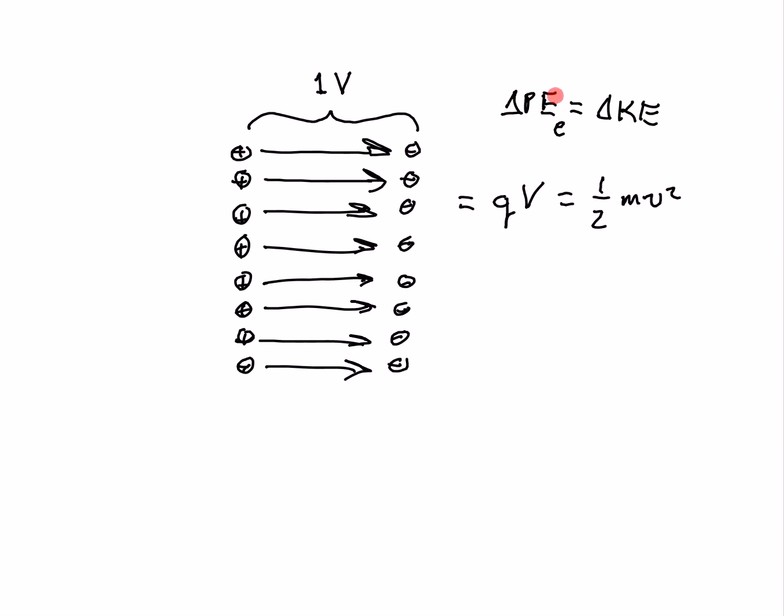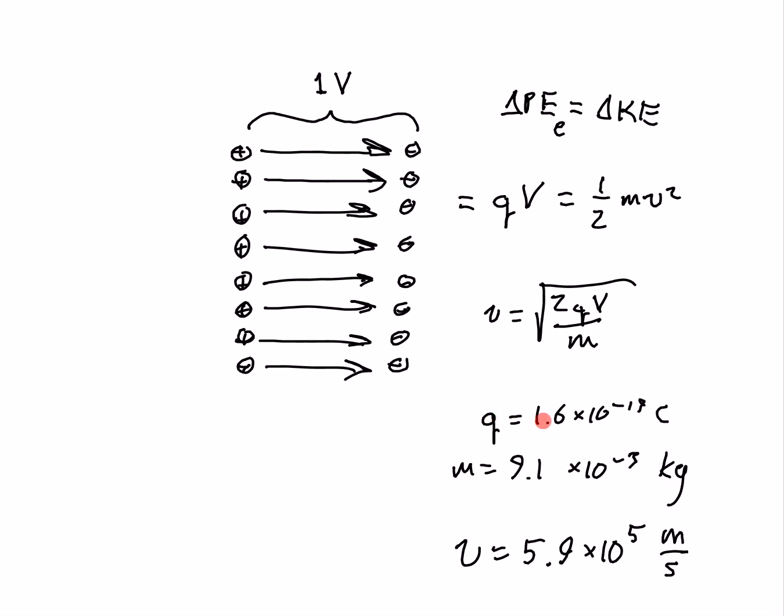And then we can write the electric potential energy in terms of the charge and the change in voltage from the previous slide. And kinetic energy is just what it usually is. We get that the velocity is square root 2qV over m.